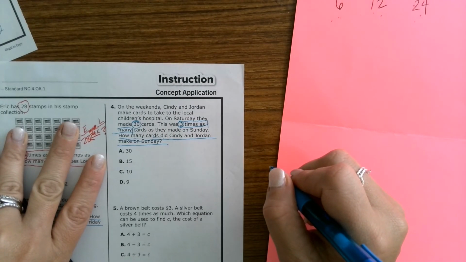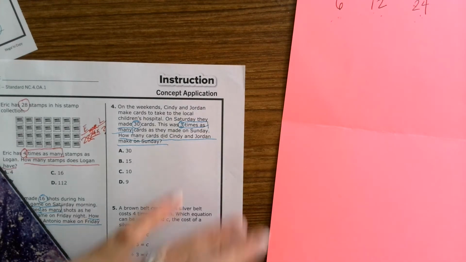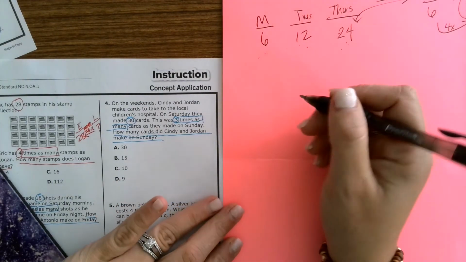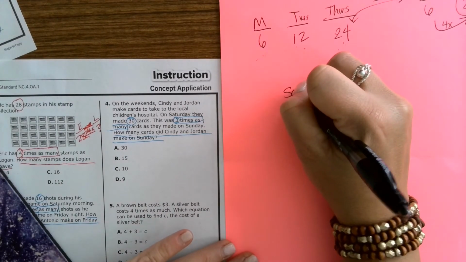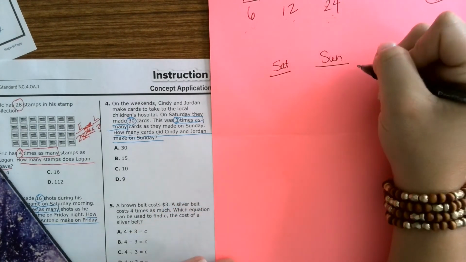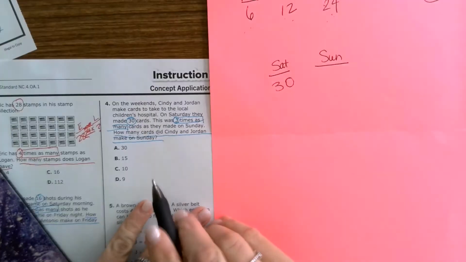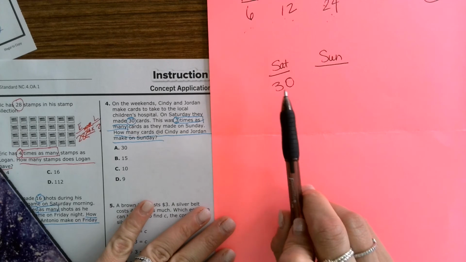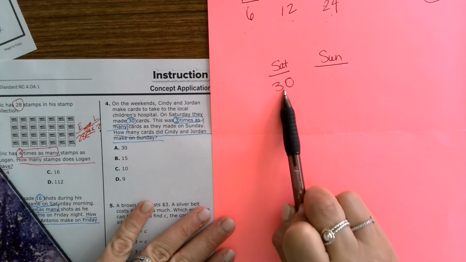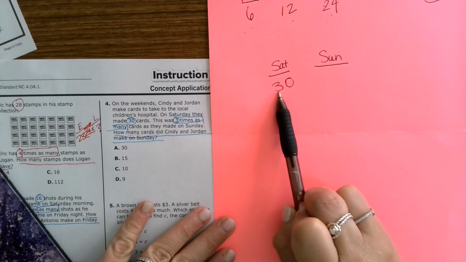Again, we're going to analyze and evaluate what is going on in this problem. We're going to write everything we know so far. Cindy and Jordan make cards to take to the hospital on Saturday, and they're looking at Sunday. So looking at Saturday and Sunday, Saturday they made 30 cards. They for sure say that. And then it says this was 3 times as many as they made on Sunday. This is 3 times bigger than this.